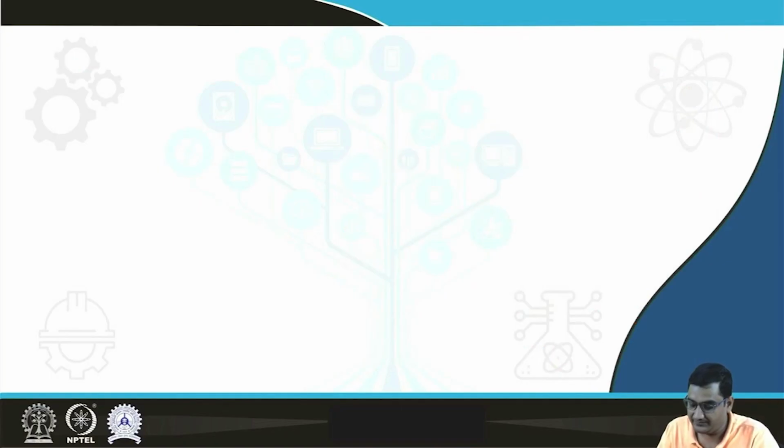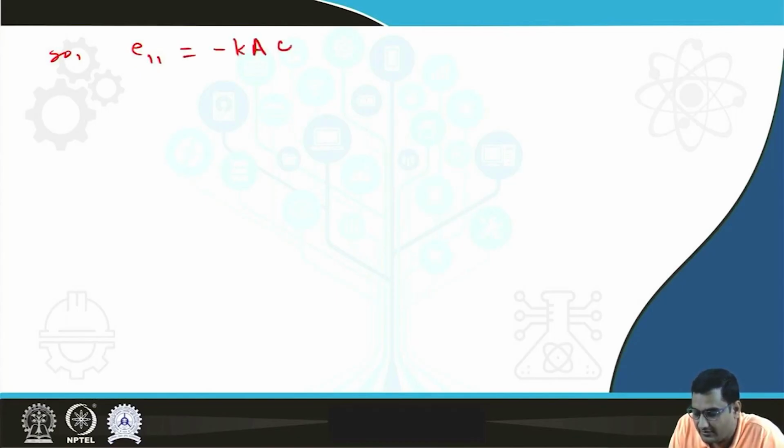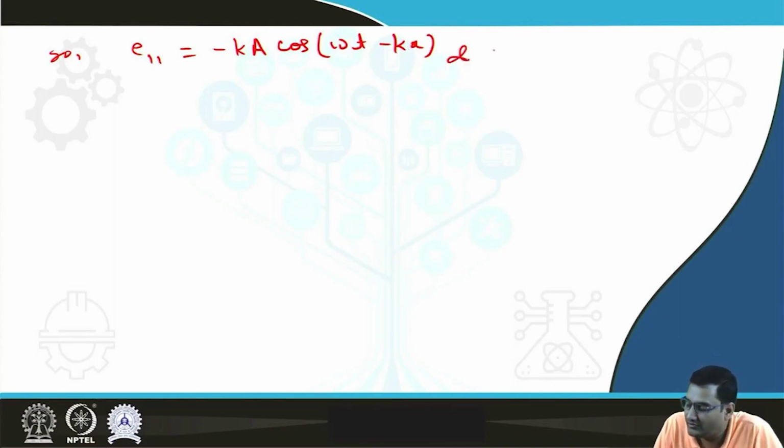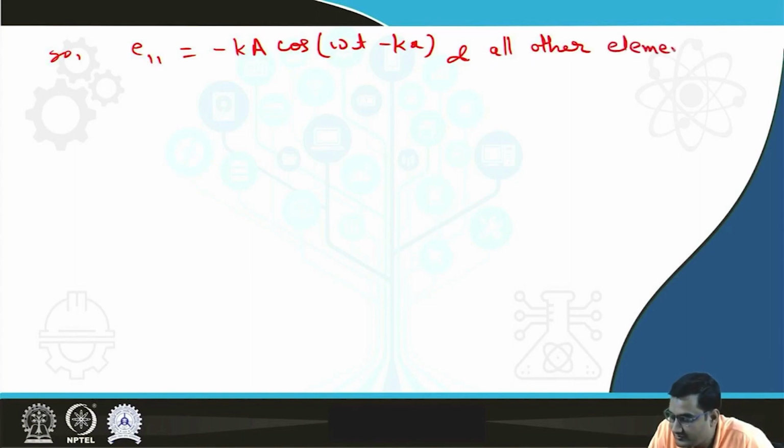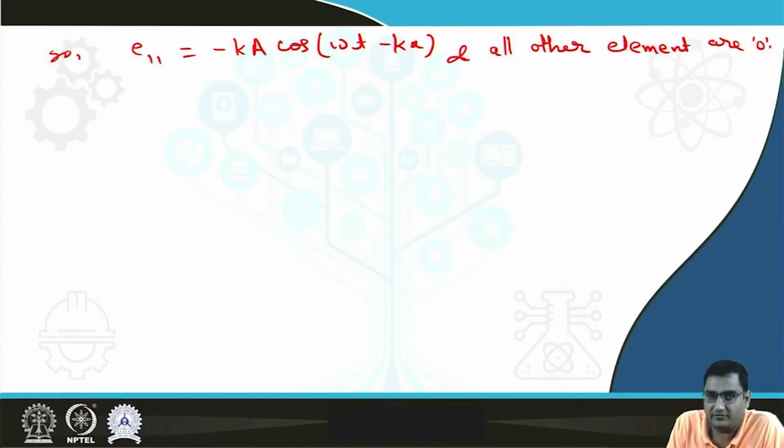So we can write E11 is equal to minus ka cos(omega t minus kx). This is the expression for E11, and all other components or elements are 0. We also need to get the stress, so this is the strain, and all other components will be 0 for the first case.